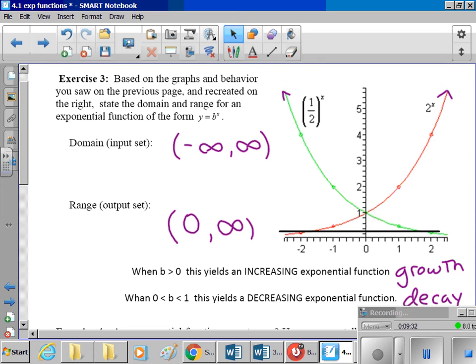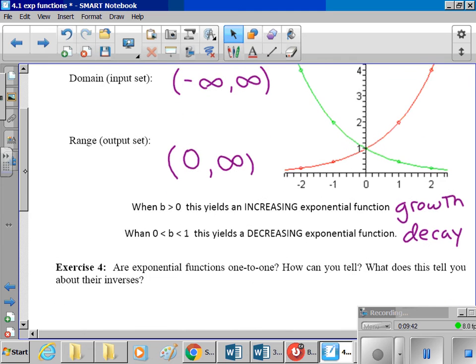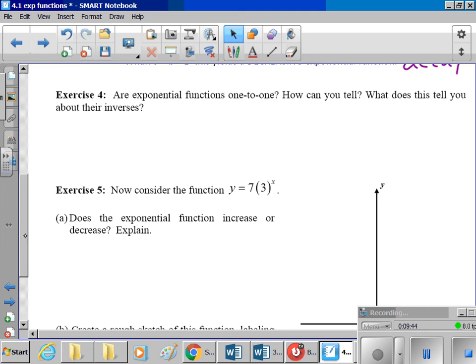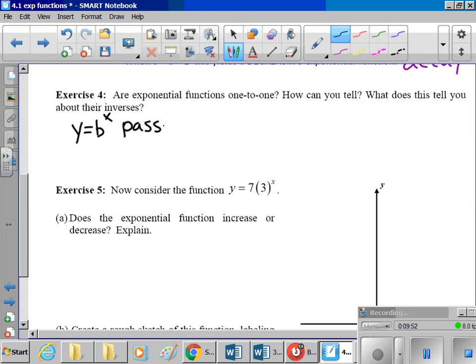We can do the same to the red. And again, it never touches more than once. So that means that our exponential function, y equals b to the x, passes the horizontal line test, the HLT, which makes it 1 to 1.